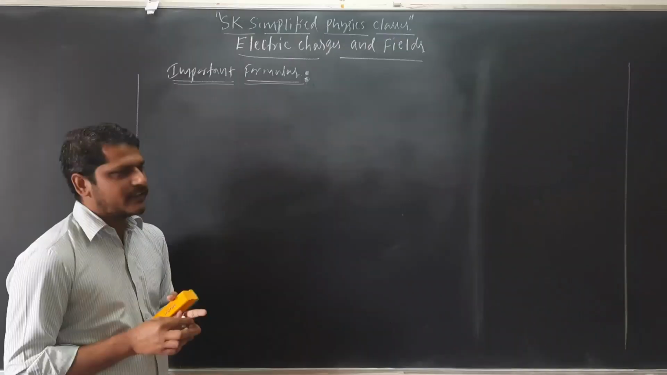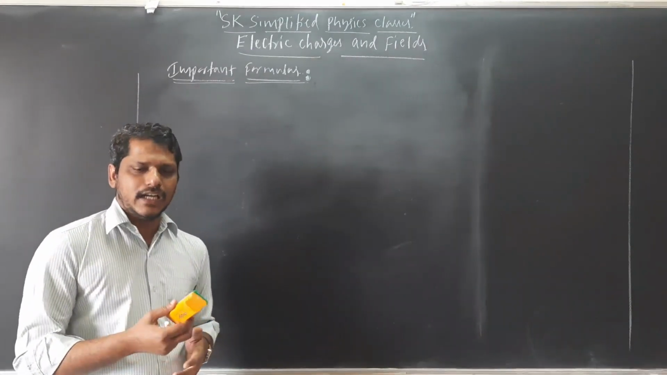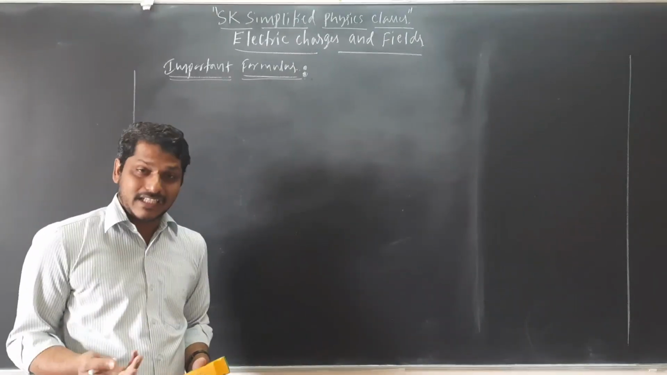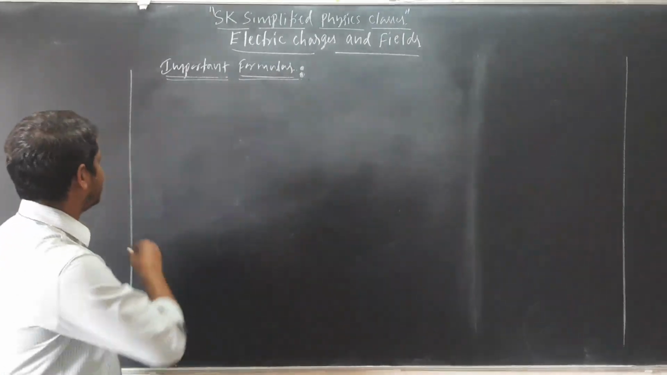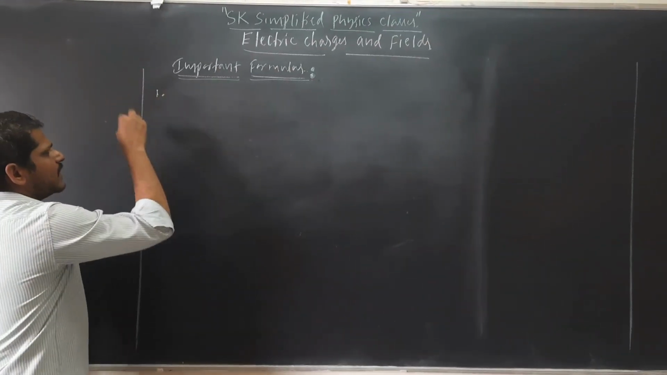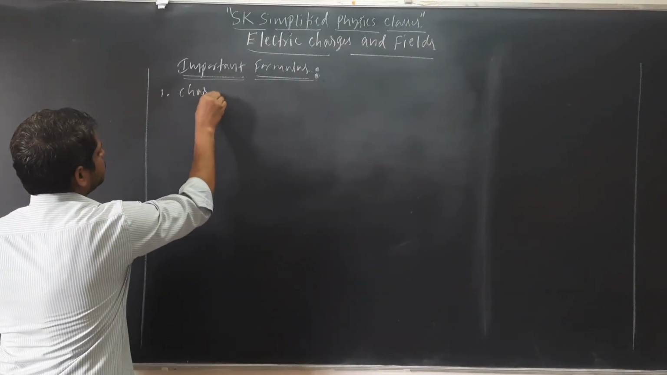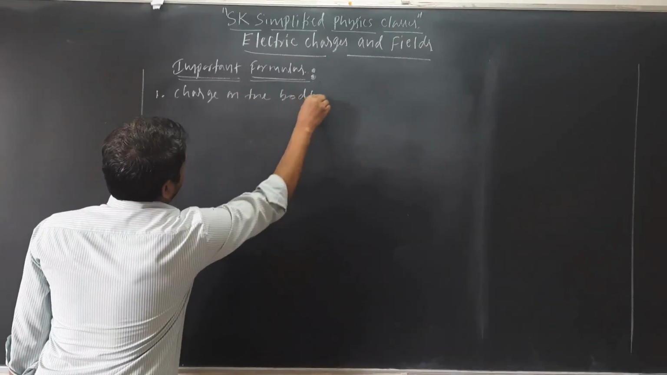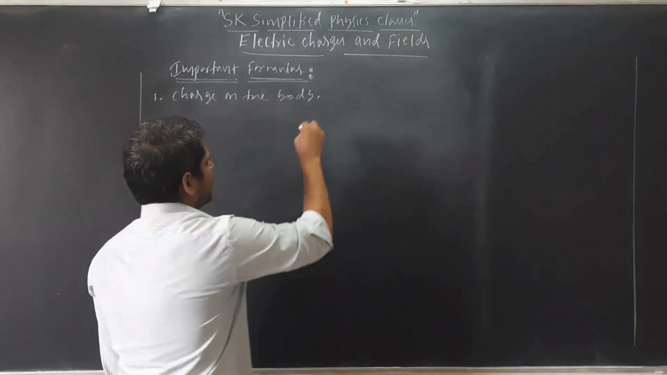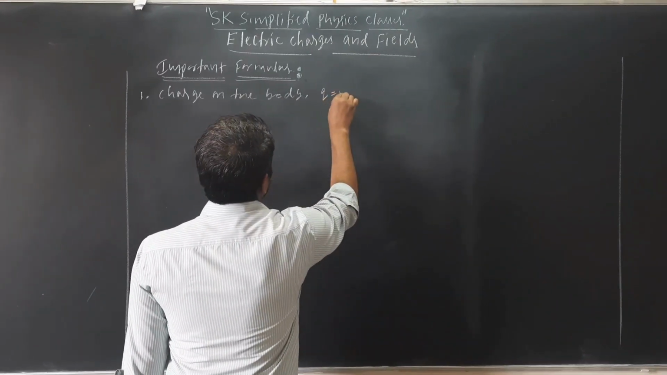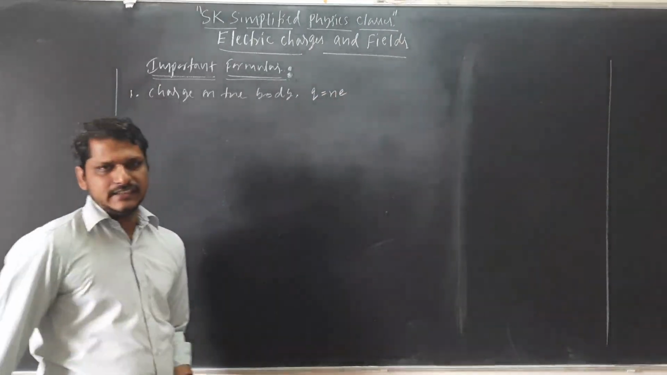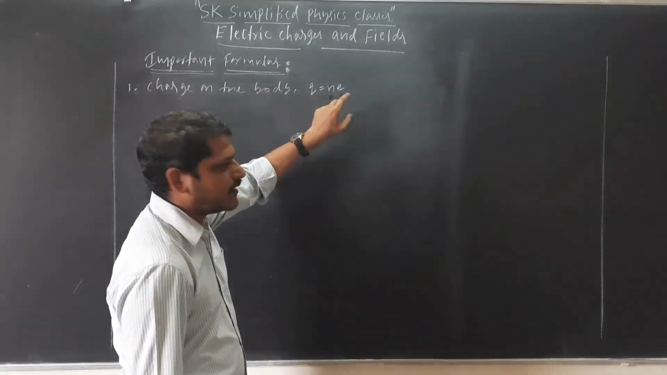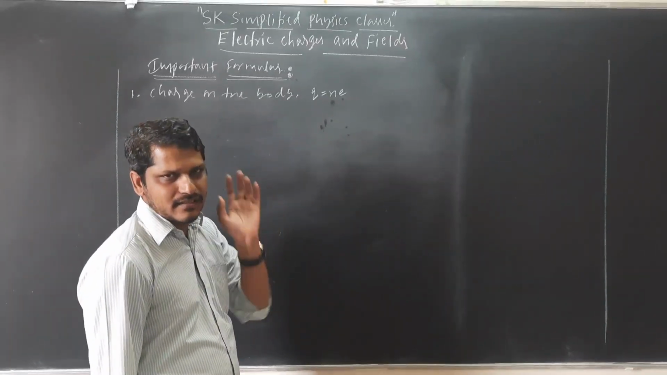So let's go to the first formula. These are very important formulas, which are important for the theory as well as competitive examinations. So the first one is the charge on the body. That is given by Q equals N into E, where N is the number of charges and E is the magnitude of each charge.